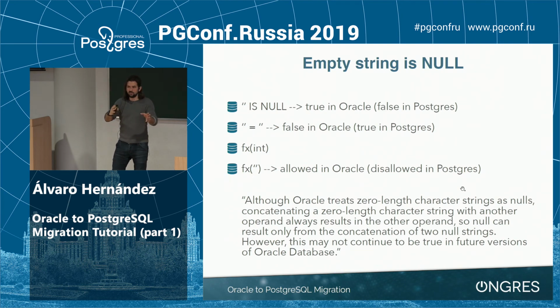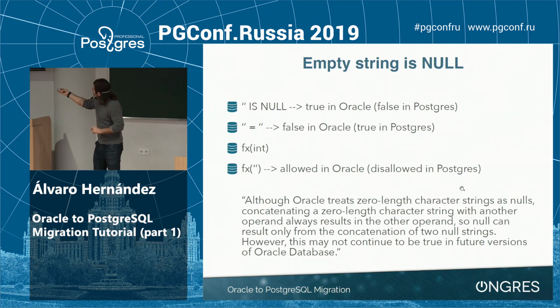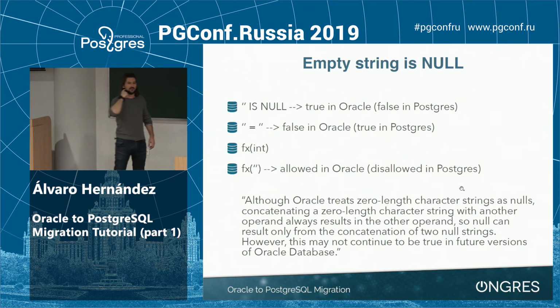So it's null for some things. However, for other things, it's not null. And it gets confusing, right? Because here it is like null, and in a concatenation it is not like null. Now, the funny part comes here. This may not continue to be true in future versions of Oracle database.